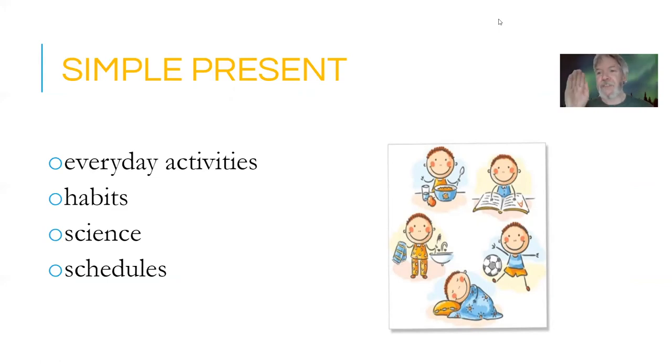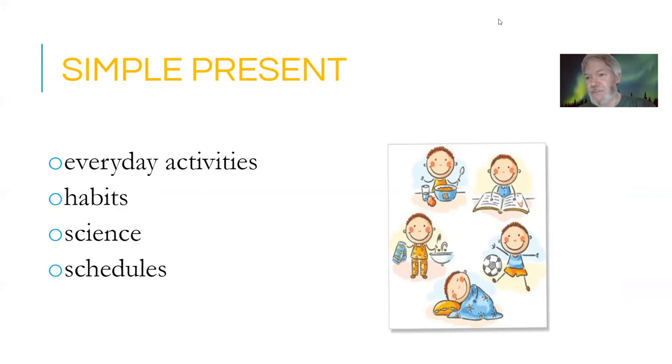So we have the base form of the verb, so I read, you read, they read, the whole world reads. So the third person singular, the whole world in English is third person singular. He, she, it, you add an S, that's it. So that's the form, but the function is, when do we use this? So every day, all the time, a habit. So I read the paper after dinner every evening. I go to bed at 9.